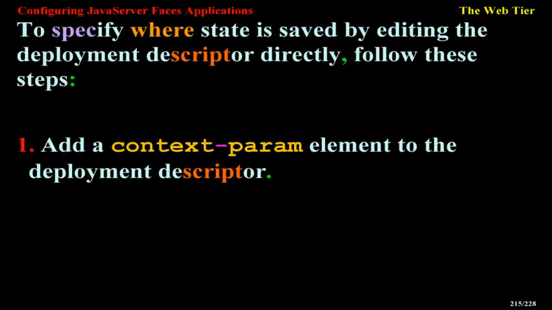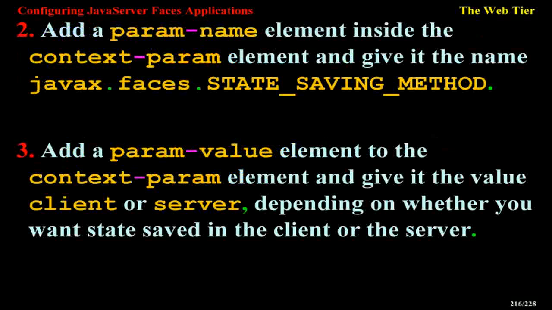Add a context-param element to the deployment descriptor. Add a param-name element inside the context-param element and give it the name javax.faces.STATE_SAVING_METHOD. Add a param-value element to the context-param element and give it the value client or server, depending on whether you want state saved in the client or the server.